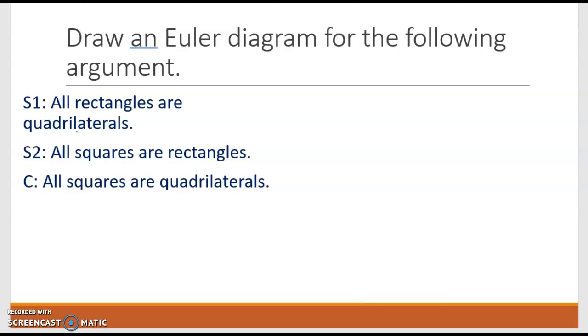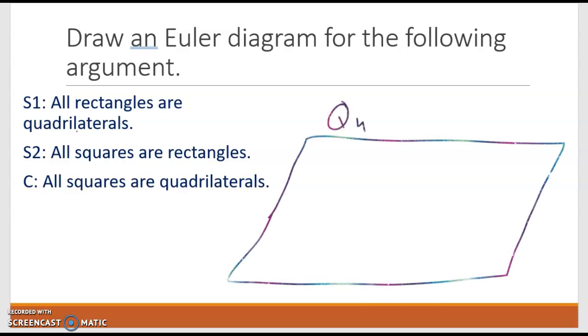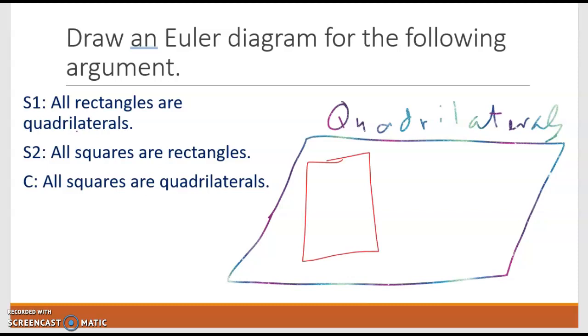So the first thing is we're talking about if we have all the quadrilaterals. So quadrilaterals are four-sided figures. So this funky colored diagram here is all the quadrilaterals we can think of. Well, rectangles are a subset of quadrilaterals, right? So rectangles would fit inside of quadrilaterals. That's statement 1. Now statement 2 says all squares are rectangles. So that means the squares will fit inside the rectangular piece.